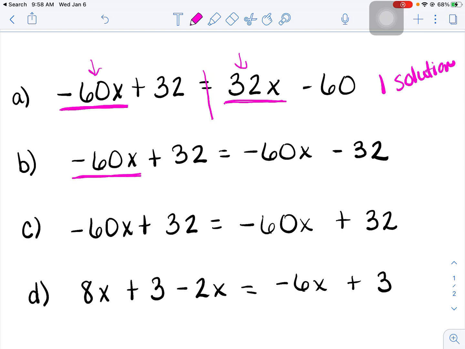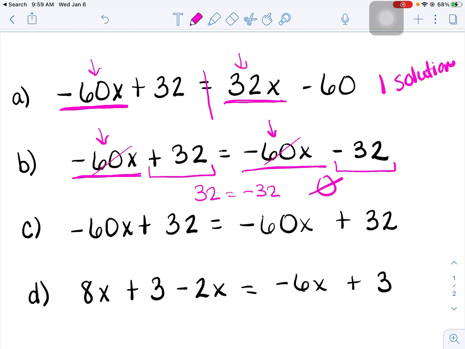If we look at our x's again, we're looking at our coefficients. This is a negative 60. This is a negative 60. They're identical, so they're going to cancel out when we move them. We'll pretend that they're gone, and then look and see what's left. What's left is a positive 32 and a negative 32. A positive 32 on this side and a negative 32 on this side are not the same. A positive number and its negative counterpart are not the same. Those are different things. They're not equal to each other. So this immediately is a no solution. That's not a true statement, so that's a no solution.